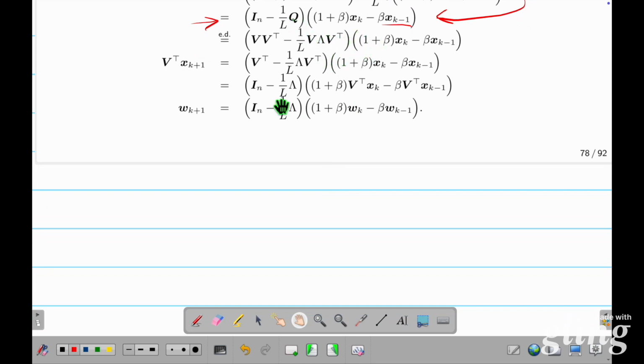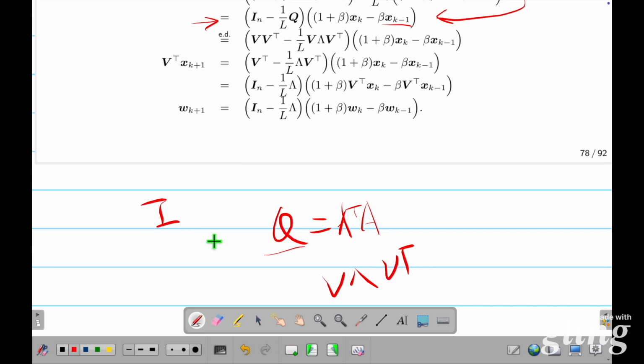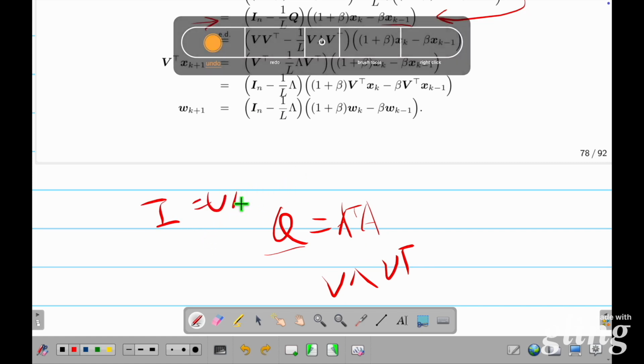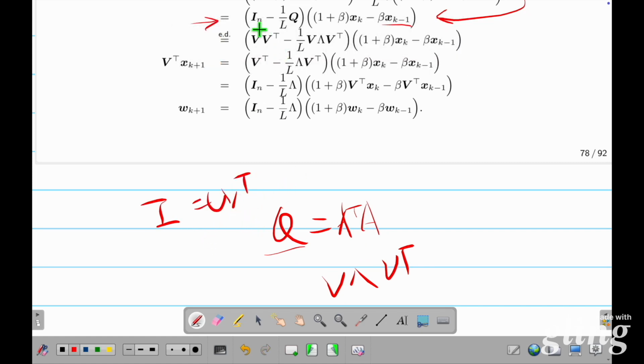Now Q is positive because Q is A transpose A. A is full rank, so this guy is full rank. Full rank has an eigen decomposition, so V lambda V transpose. Identity matrix is just V V transpose, because I can always write identity as this. So Q is V lambda V transpose.